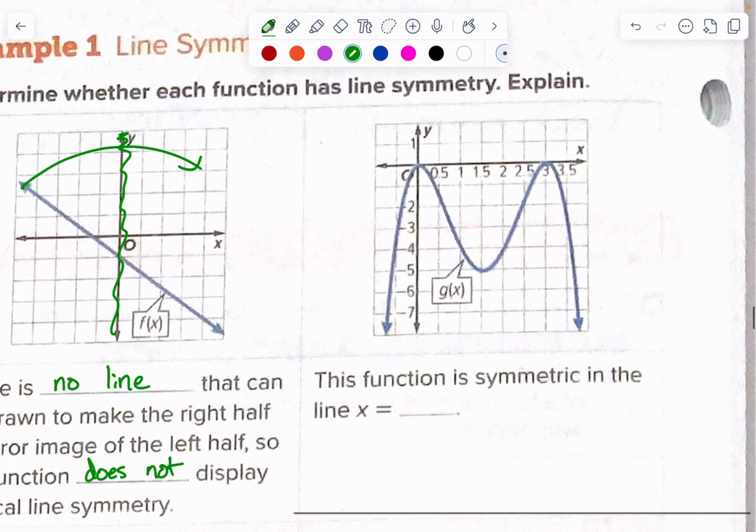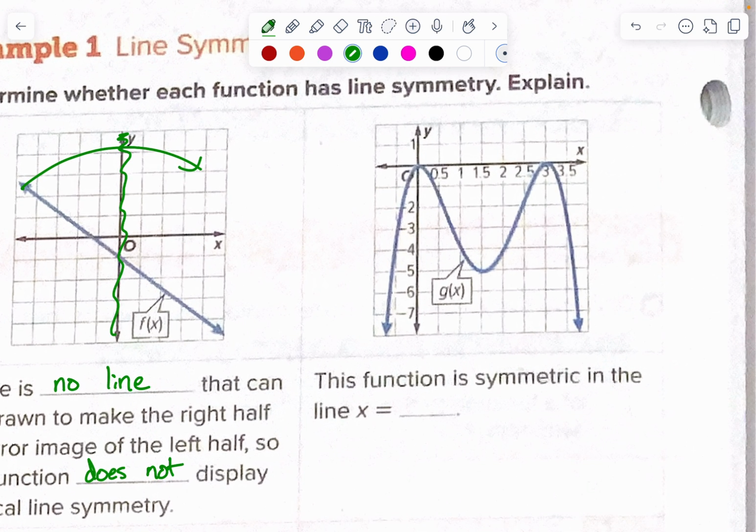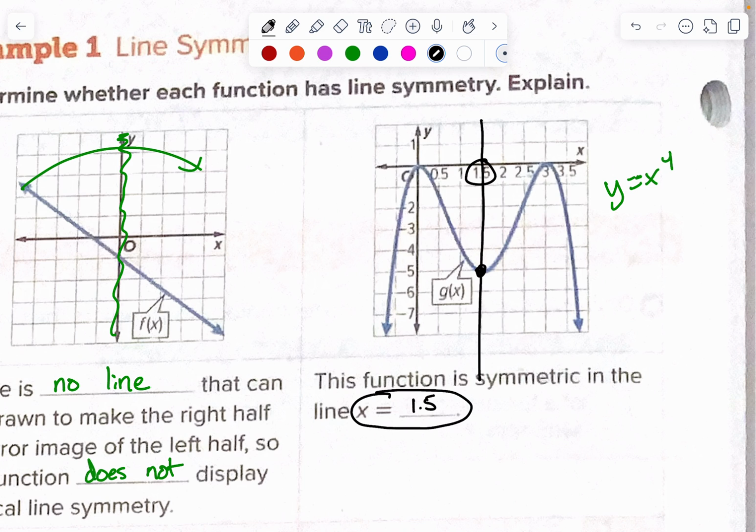The second one over here, off to this side, that's that y equals x to the 4th power function again, because it looks like an upside down W. Actually, it's technically negative x to the 4th power because it is flipped down. But it does have a line of symmetry, and it's right here where it goes through this bottom part, and that looks like it's at 1.5. So its line of symmetry is x equals 1.5. That's where the line is folding it in half.